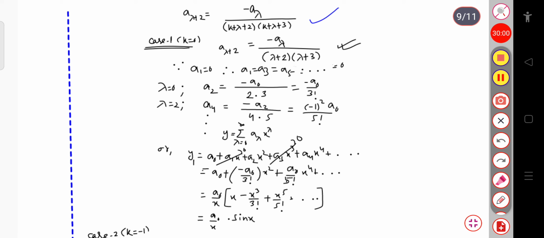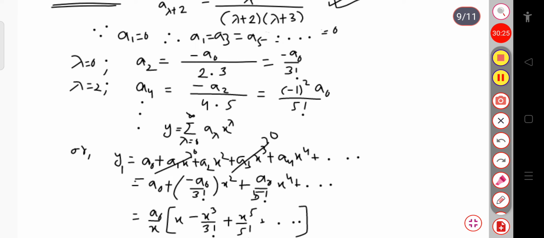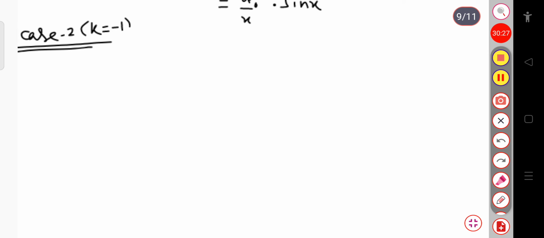So here a lambda plus 2 equal to minus a lambda divided by k plus lambda plus 2 into k plus lambda plus 3. That is, k means minus 1, so minus 1 plus lambda plus 2 means lambda plus 1, into minus 1 plus lambda plus 3 means lambda plus 2. So simply a lambda plus 2 equal to minus a lambda divided by lambda plus 1 into lambda plus 2, when you put k equal to minus 1.